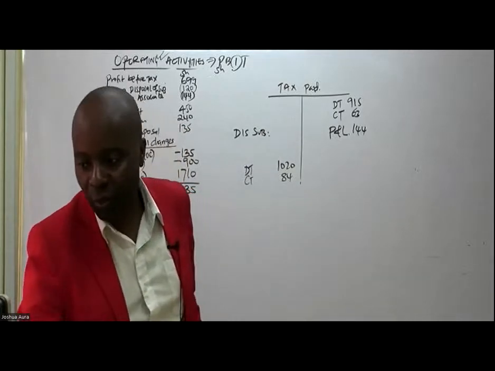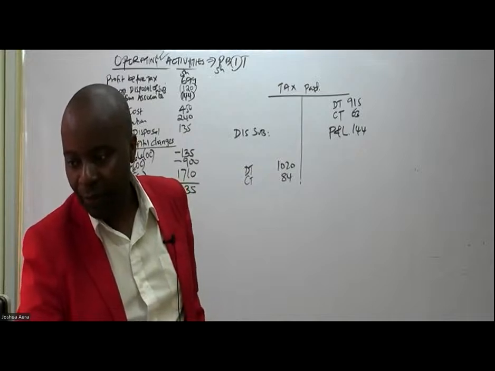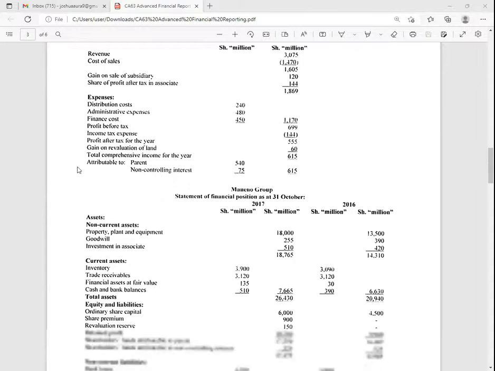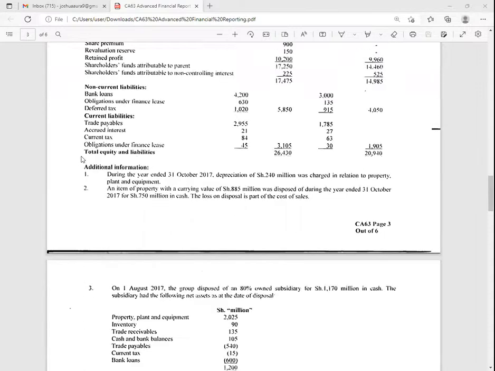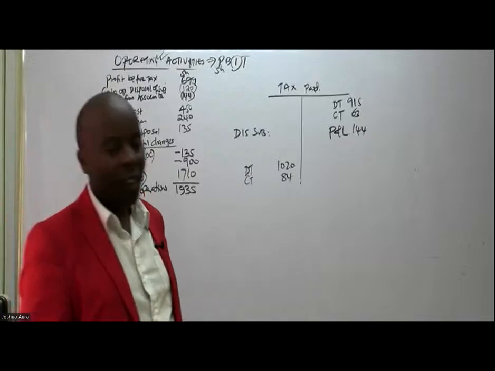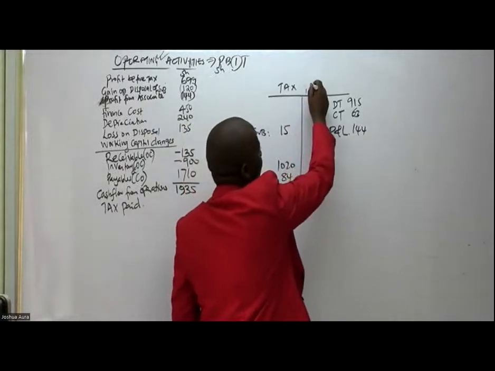Let's look for the tax obligation. What do we have here? For the disposed subsidiary, we can see we have current tax of 15. So for the disposed, we have 15. So this is a tax payable account.